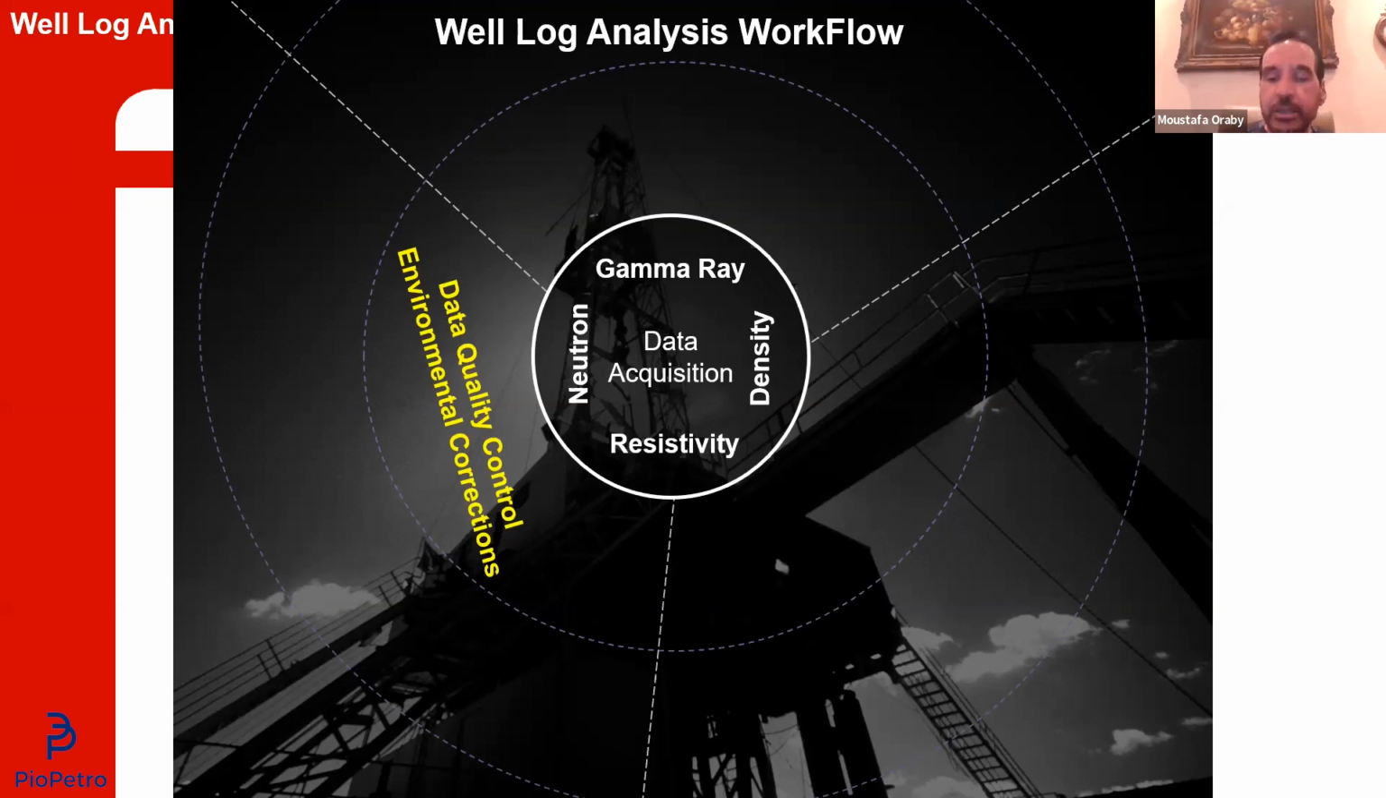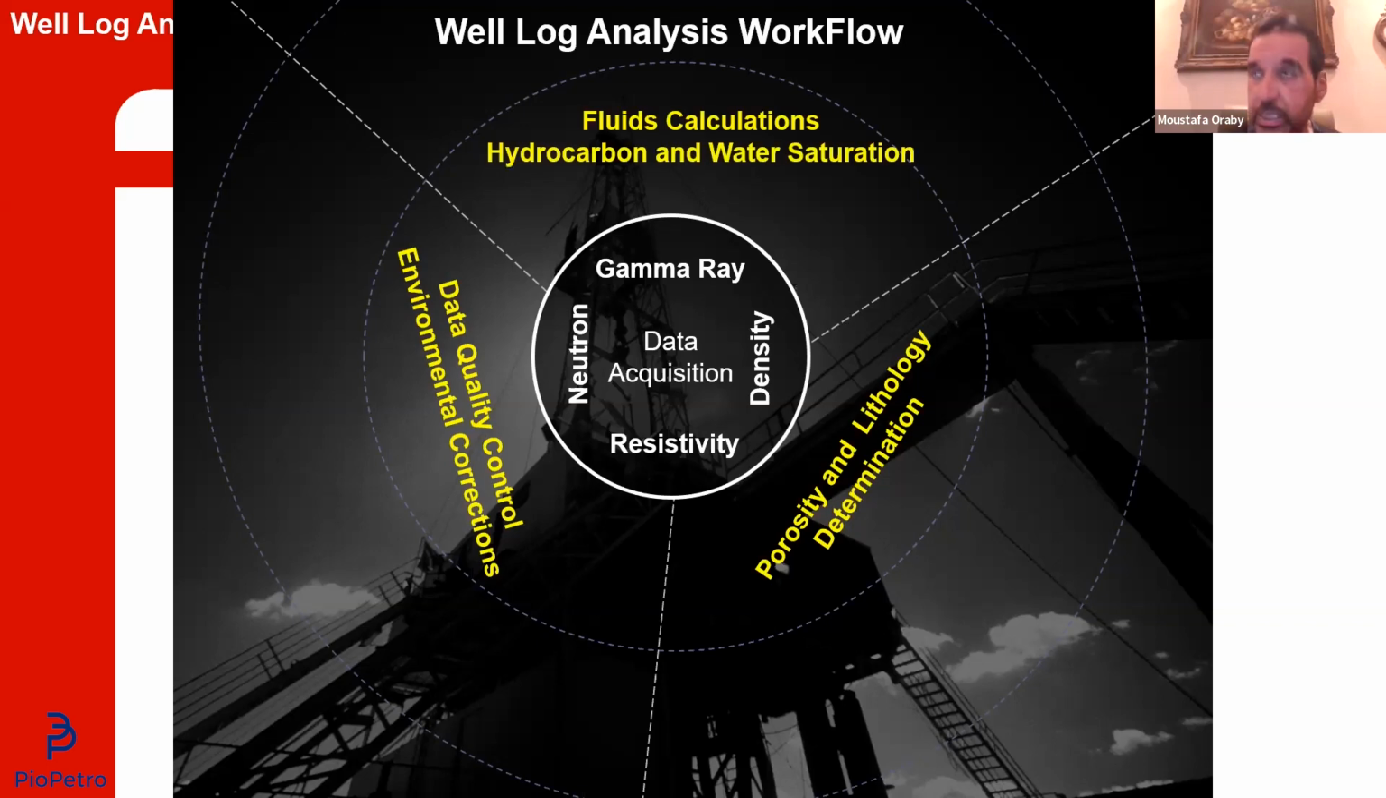The second part is, once you have done the environmental corrections to your tools, you go and calculate the porosity and the lithology. Now that you have the logs in their proper environment, you can use these corrected logs for calculating the proper porosity and lithology. Once you have calculated the porosity and lithology, then you start calculating fluids, hydrocarbon and water. So there are 3 steps: environmental corrections, lithology and porosity, then fluids. Within these 3 major steps, there are minor steps that you need to do. Let's start one by one.